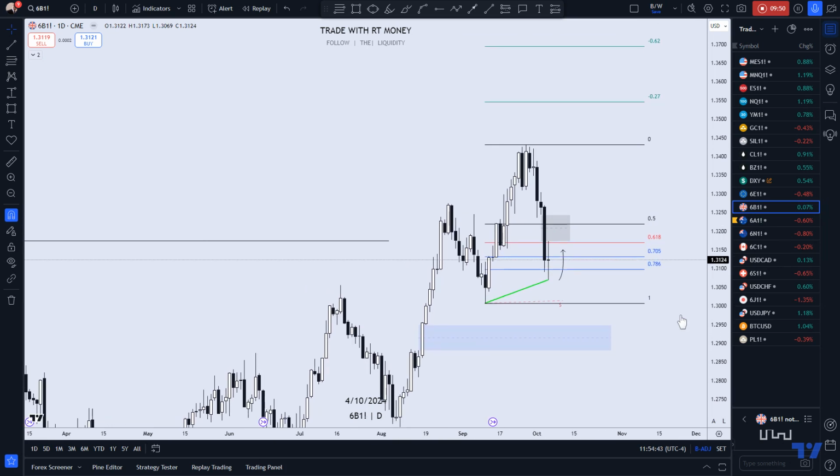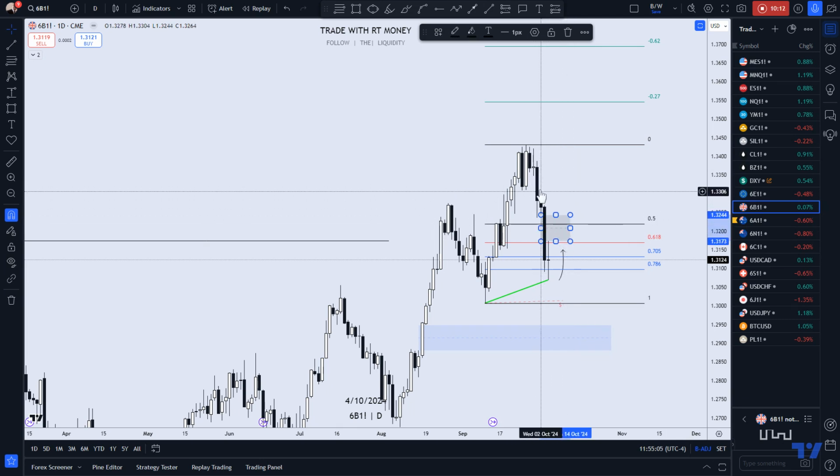I'm not interested in taking shorts until I see price close and take out this low. I want to take longs, but we have a headwind in front of us, a couple of them actually. If price breaks through this one, I'm thinking it's going to break through this one right after that. So that's where I'm at.